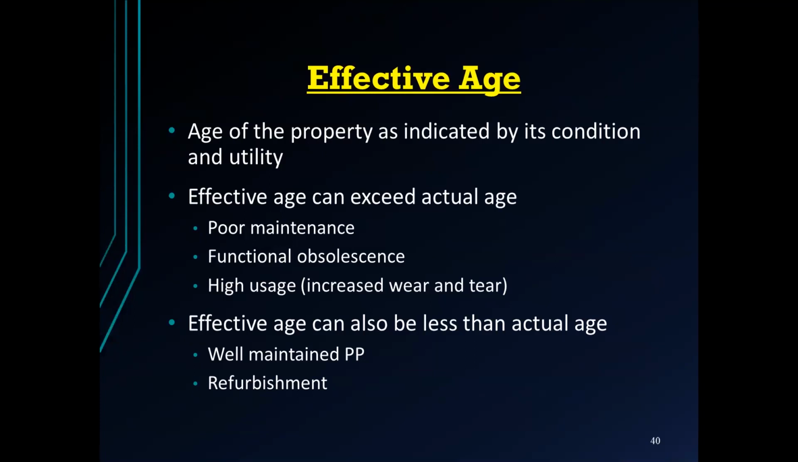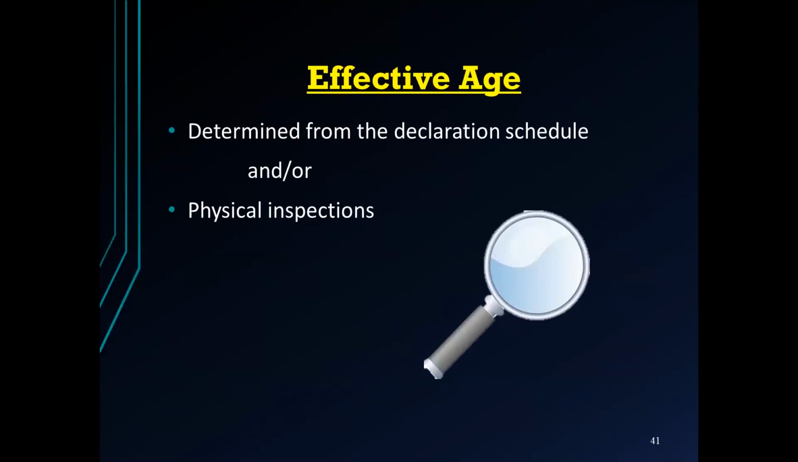Effective age can also be affected by obsolescence and also high usage, where you have that additional wear and tear. You might have property that is really only a few years old, but it's like it's really 8 years old, something like that. And then effective age can also be less than the actual age. This is where you have personal property that's either very well maintained, and so it's in better condition than what you would expect for comparable property at that age range, or it's been refurbished. And that is typically how you would account for refurbishments in the county, is that you will do an effective age adjustment. Again, determined from the deck schedule, physical inspections, things like that.